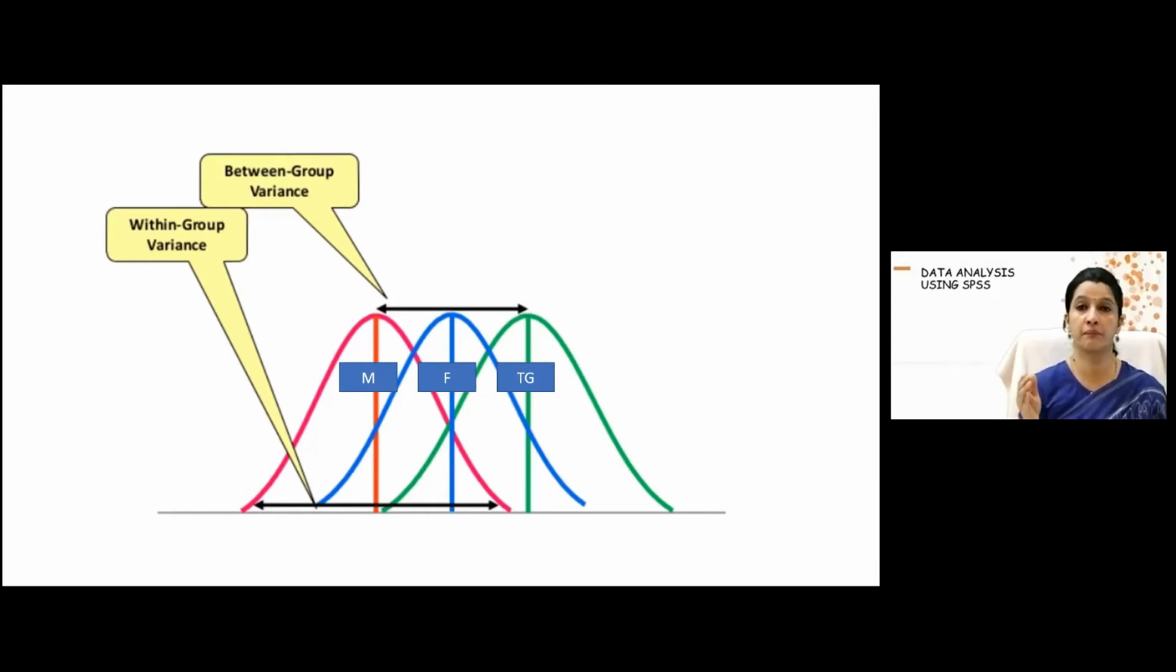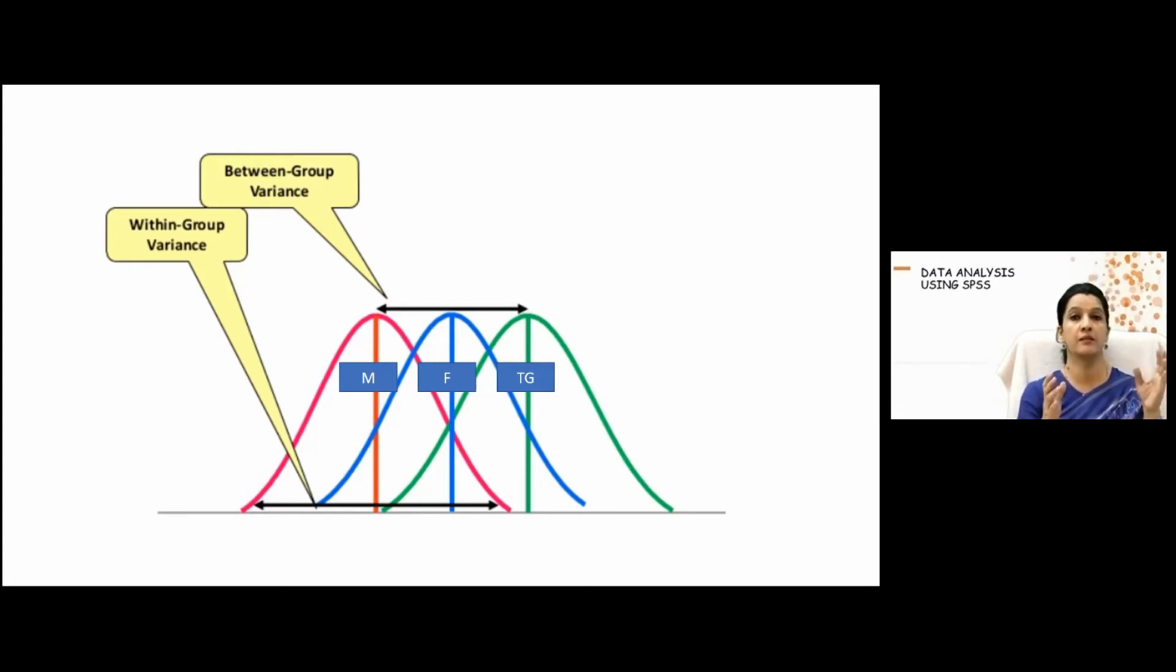So there will be between group variance, which you can see here: group 1, group 2 and group 3. If the 3 groups represent male, female and transgender, the difference between the groups is known as the between group variance. And now there is a variance within the group, which is the same as what you did yesterday.